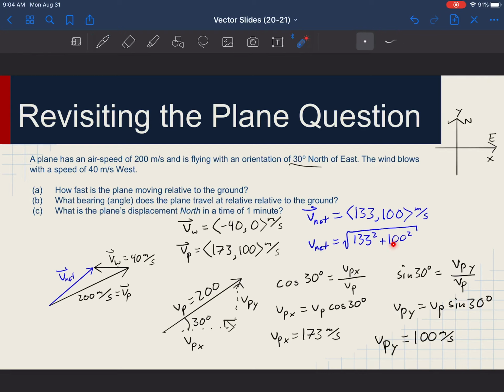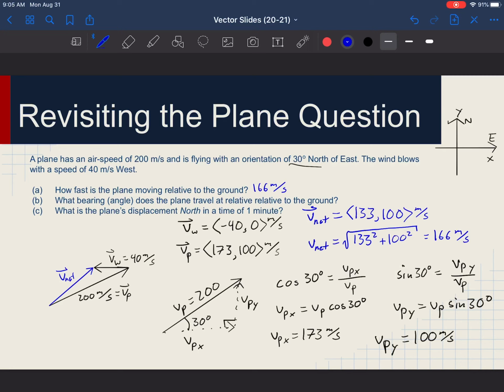One side squared plus the other side squared is equal to the hypotenuse squared. So that's why we take the square root. Now if I do the calculation, I get something like 166 meters per second. Right, so that's the answer here. That's the speed of the plane relative to the ground.